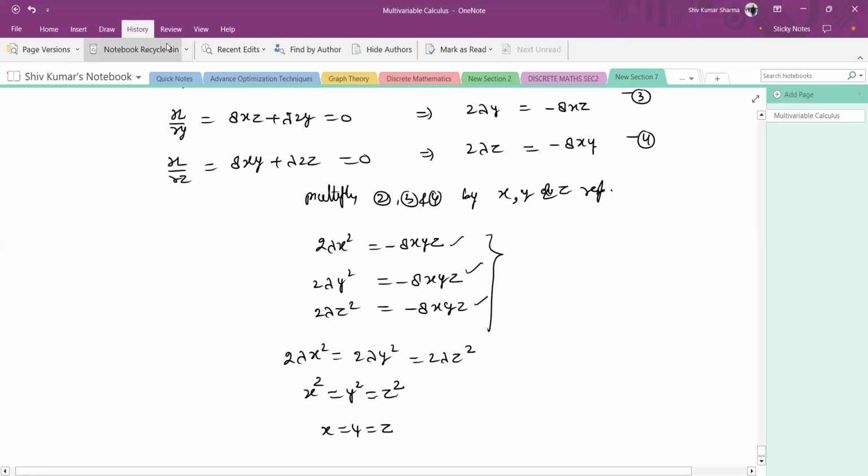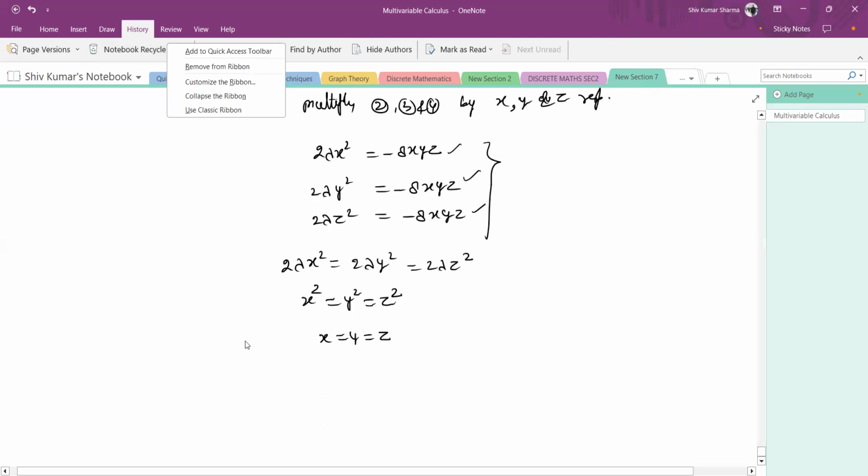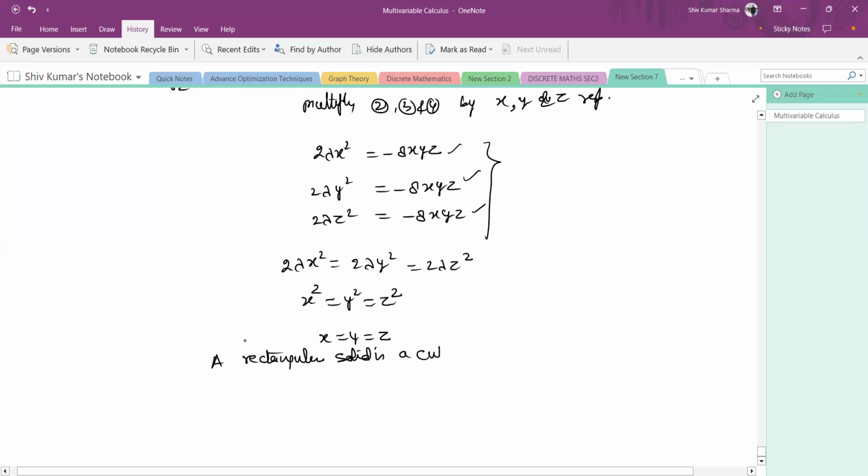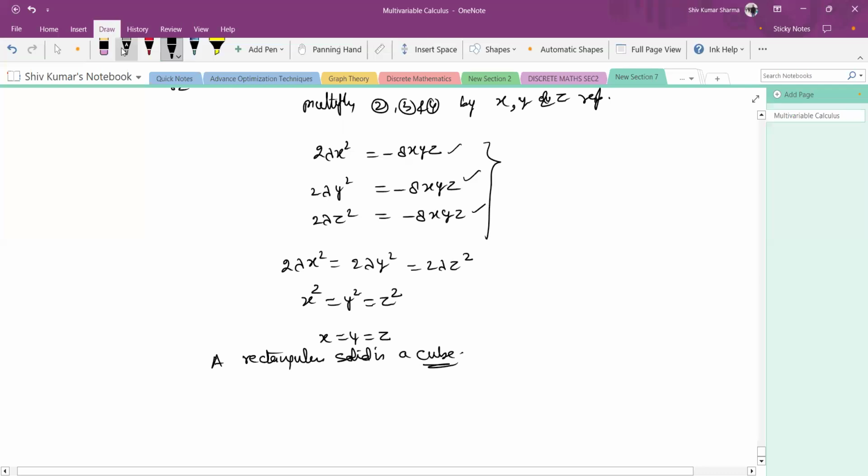So x equal to y equal to z, when all are equal. That means it is not a general rectangular solid, it is a cube. So hence we can say that the rectangular solid is a cube. That means x is equal to y equal to z, so that rectangular solid is a cube.